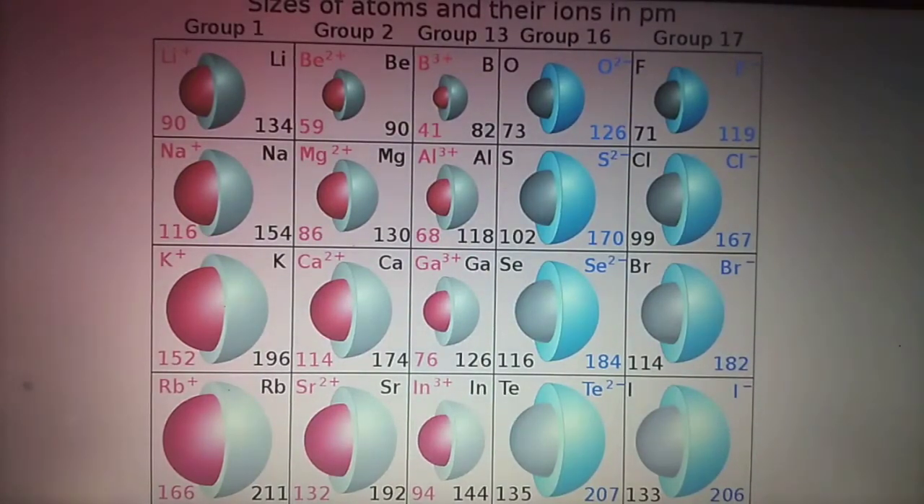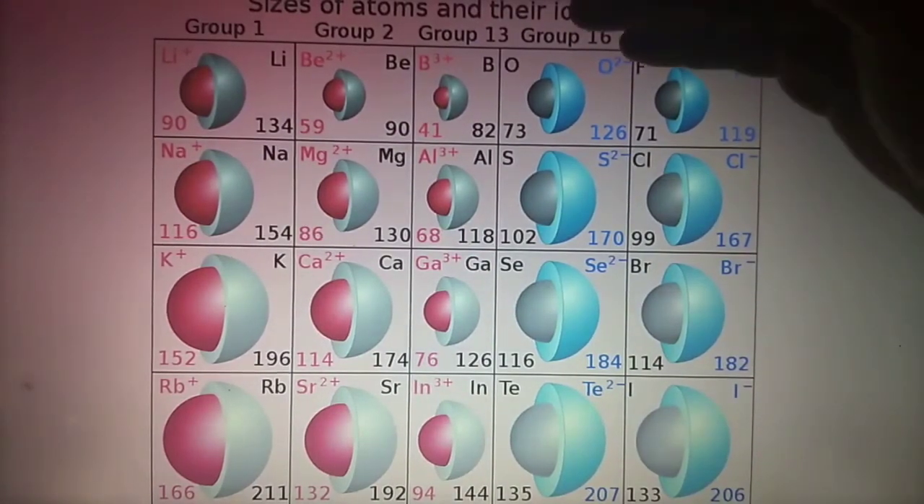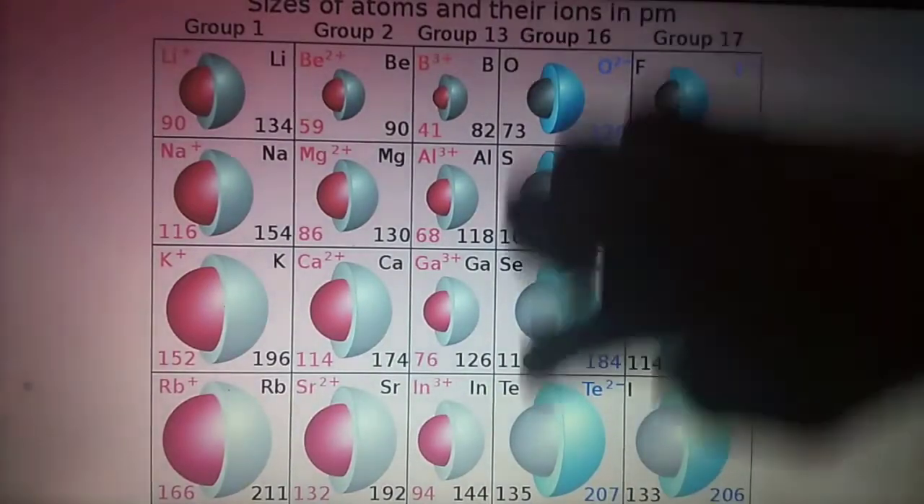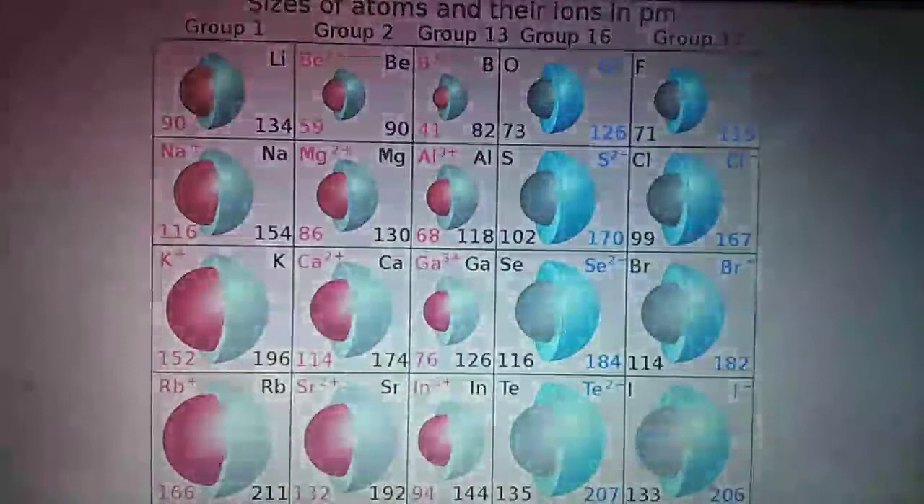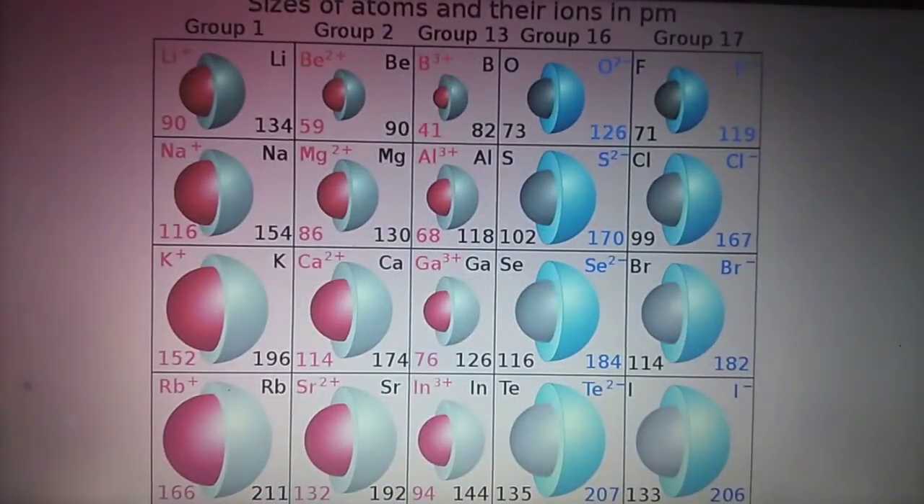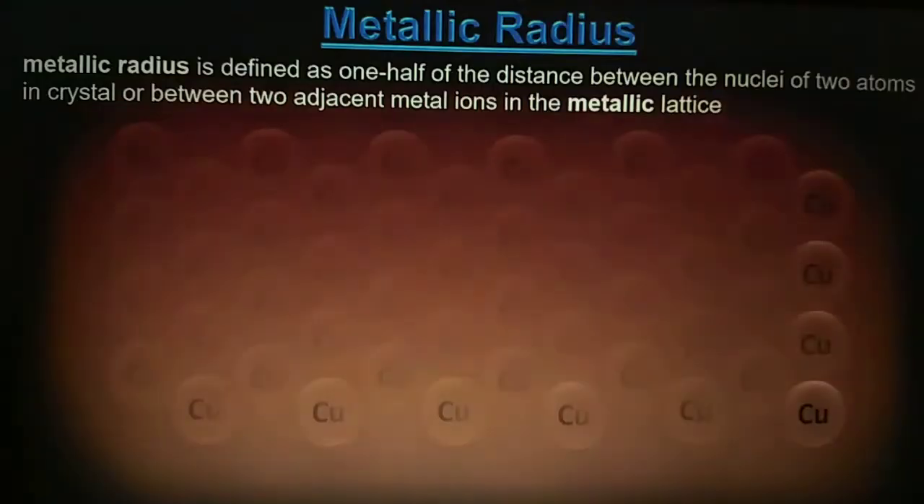So what is the simple conclusion? Simple conclusion is that anions have always larger size than their parent atoms, and cations have always smaller size than their parent atoms. Alright. Now let us go for metallic radius.